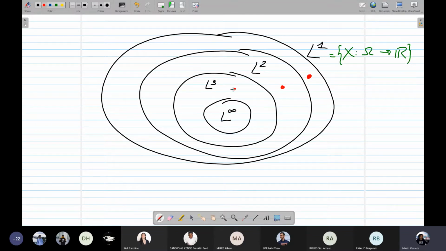Then again, it's a smaller space. You have fewer people here in L3. This is the set of random variables that have a third order moment. Okay, the mean, the variance, etc. And here you have the random variables that possess an infinite number of moments. Okay. Well, don't be afraid. We are going to talk about this later.